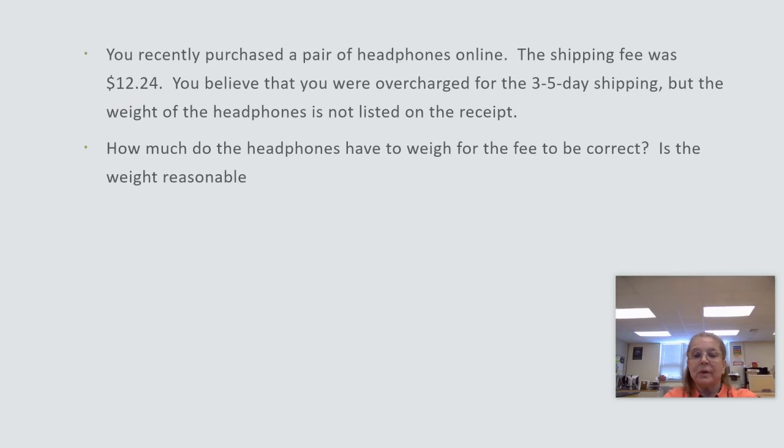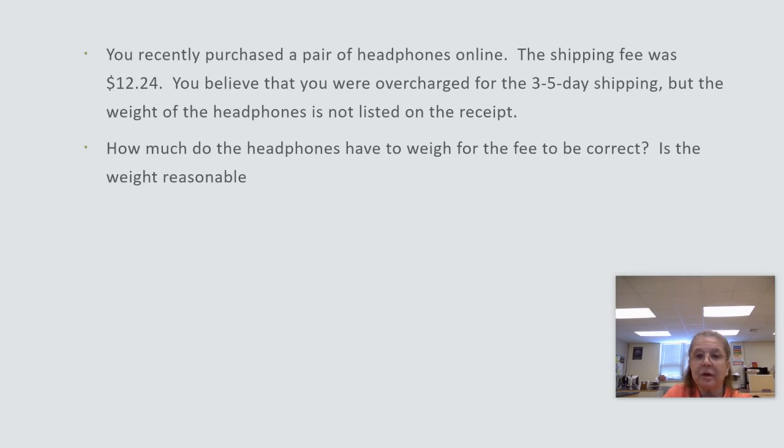Okay, let's look at another situation. I'm going to try to go through 8 examples. You recently purchased a pair of headphones online. The shipping fee was $12.24. You believe that you were overcharged for the 3 to 5 day shipping, but the weight of the headphones is not listed on the receipt. How much do the headphones have to weigh for this fee to be correct? So we know the final price was $12.24, and the 3 to 5 day shipping is 49 cents per pound.